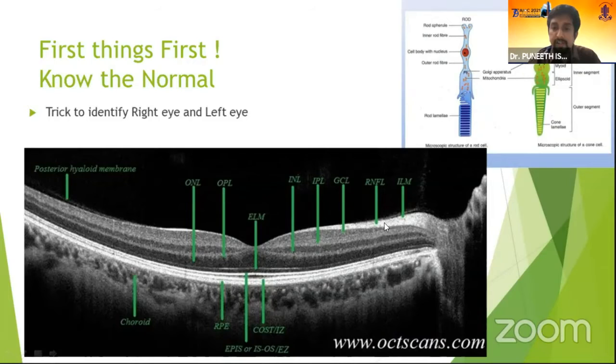Okay, so the nerve fiber layer is always thicker on the nasal side. So when you're seeing a printout, if the thicker NFL falls on your right side, it is the OCT scan of the right eye. If it falls on your left side as you visualize the printout, then it is the left eye. So this is a simple trick to identify if it's the right or the left.